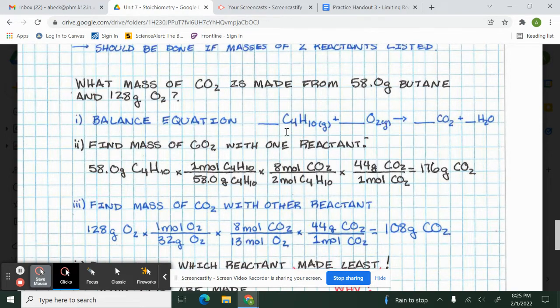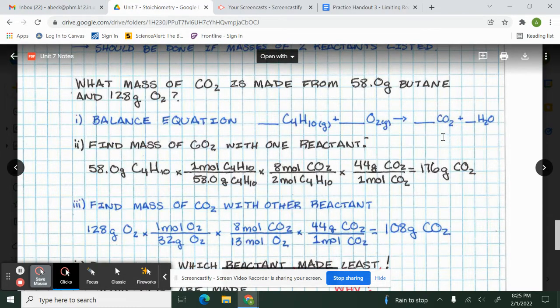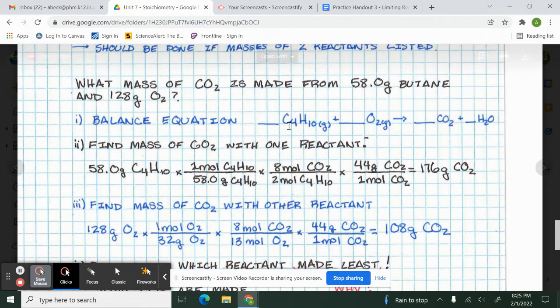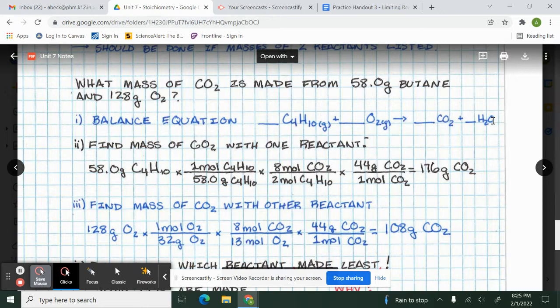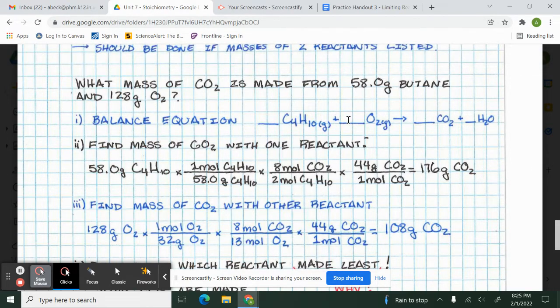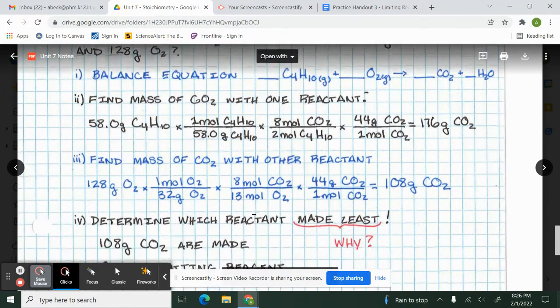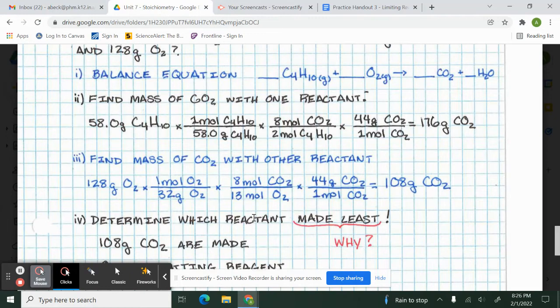When we balance the equation, we're going to get 2, 8, 10, and what do we get over here? There you go. We get 2, we get 8, that's 16. 10 is 26, we get 13 right there. All right, so you got to balance the equation first. Obviously, this is made for when we were in class. We're going to find the mass of CO2 with one reactant.